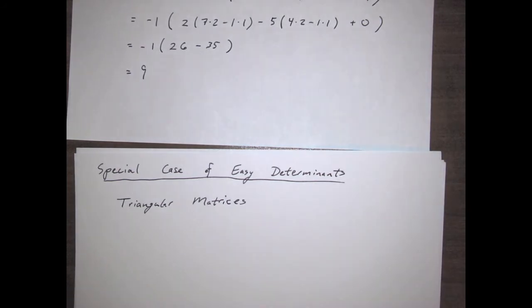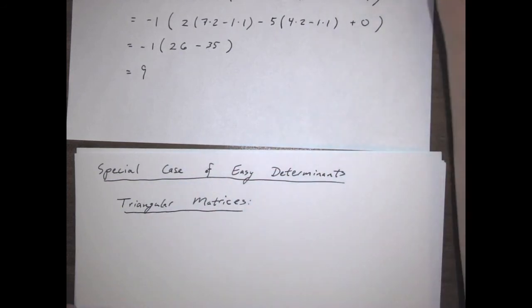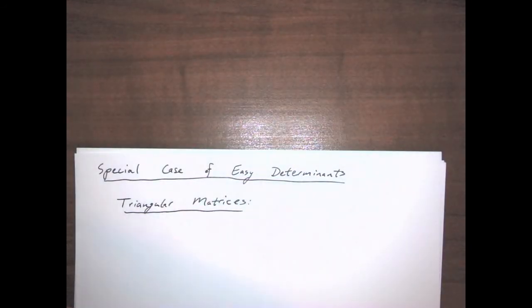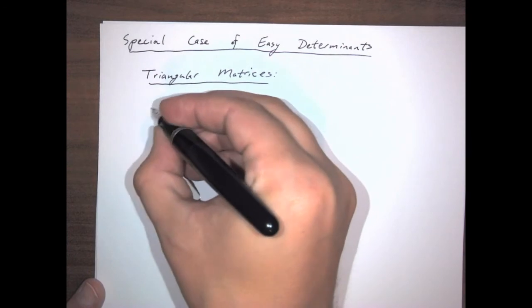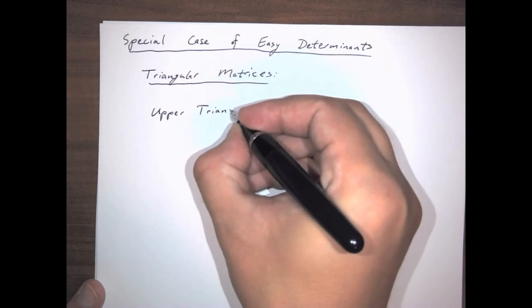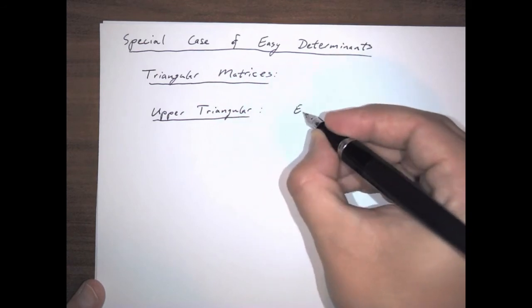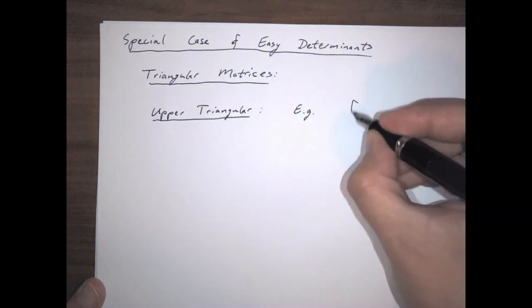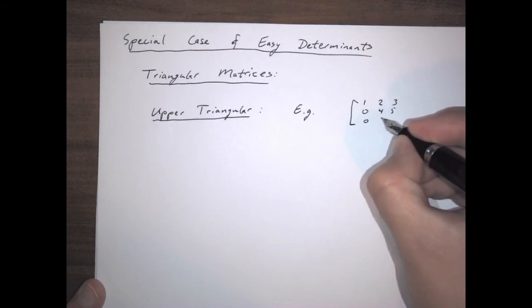Now, as we already know, we are only talking about determinants of square matrices. So when I say triangular, I mean that we have all of our non-zero entries confined to either the upper triangle or the lower triangle, as indicated by the main diagonal. So there are two kinds. So upper triangular, and I'll show you what that means. So, for example, something like this: 1, 2, 3, 0, 4, 5, 0, 0, 6.